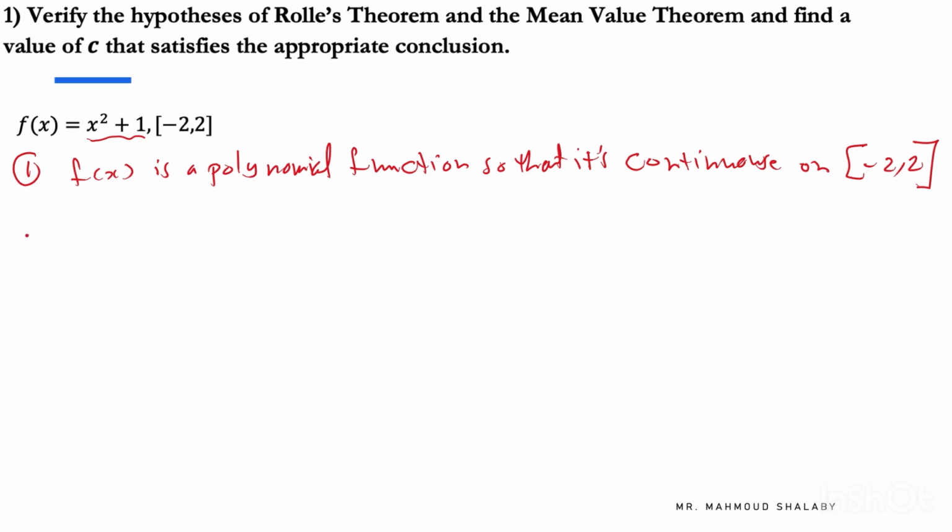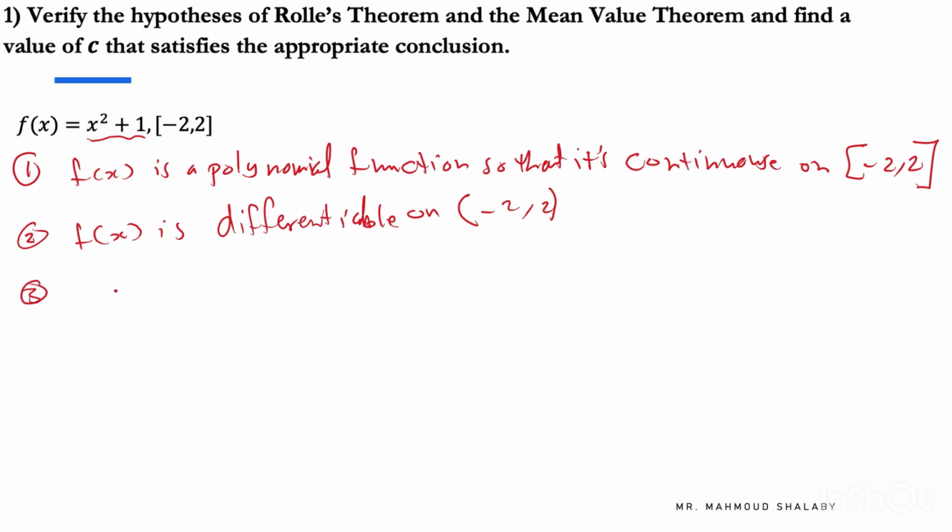All right, and number 2, I will write here f of x is differentiable on the open interval -2 and 2. I don't have to write this again as a polynomial. The first thing we start with is to mention that f of x is a polynomial function, so it's continuous on its domain, or the given domain here, which is -2 and 2. And f of x is differentiable on -2 and 2, and we use the open interval here, don't forget.